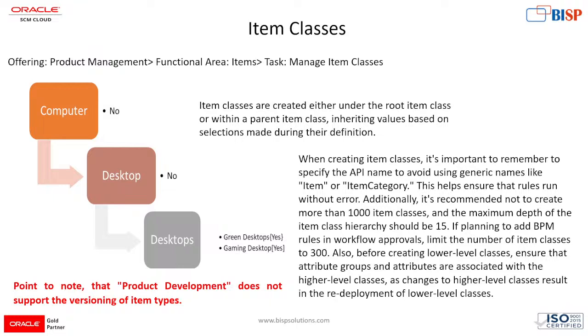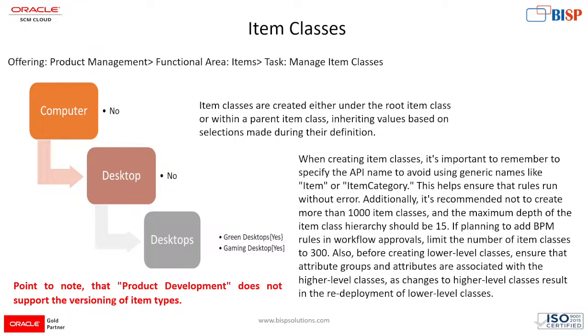If needed, you can specify the date when the item type becomes inactive. The inactive date for the particular item type must not be in the past and must be earlier than the inactive date of its parent item type. Additionally, if the parent item type has an inactive date, all its child item types must also be made inactive at the same time or earlier. Point to be noted: Product Development does not support versions for this item type.